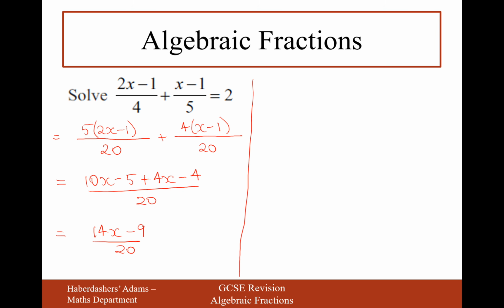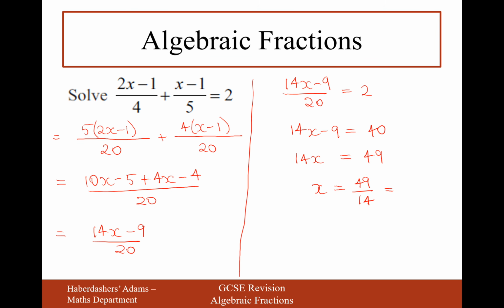Right, so now that we have simplified the left-hand fraction, we can now set 14x minus 9 over 20 equal to 2. So let's multiply both sides by 20. So that'll make it 40. Add 9 to both sides. So that'll make it 14x equals 49. And divide through by 14, that'll make it 49 over 14.